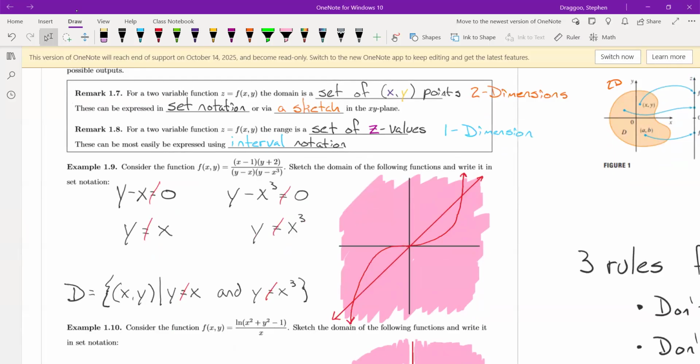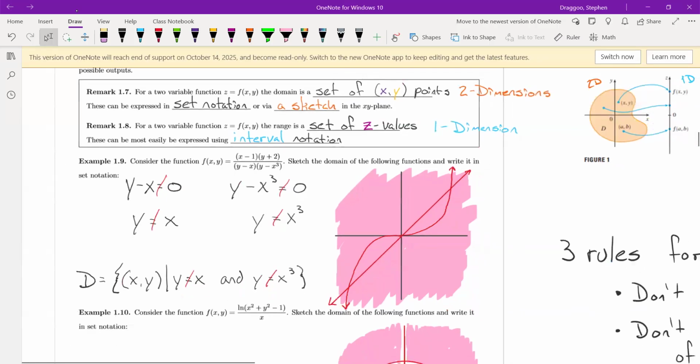And at least for this first example, there wasn't a whole lot of excitement going on. I basically just found that there were 2 sets of values that x and y couldn't be. Since I am dividing this thing by both y minus x and y minus x cubed, I need to make sure that those 2 factors are not equal to 0. Outside of that, I can plug in any other ordered pair I like into this function. So as long as I'm not on either one of those 2 red lines, the whole rest of the real number plane is going to be fine.